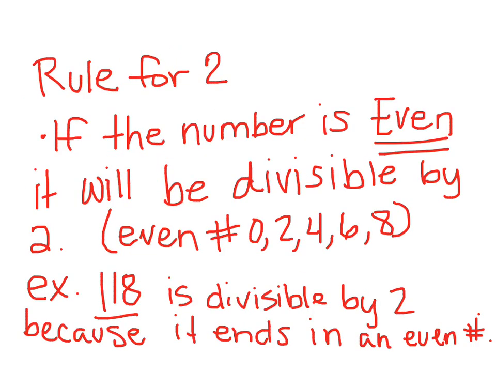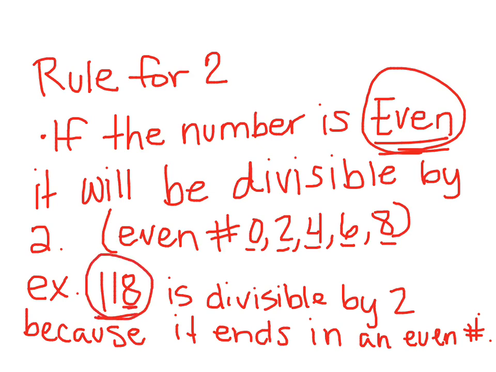Okay, so the rule for 2. The rule for 2 says that if the number is even, it will be divisible by 2. So our even numbers are 0, 2, 4, 6, or 8. So if the number ends in one of those numbers, it's divisible by 2. For example, the number 118, it ends in an 8. So 118 is divisible by 2 because it ends in an even number. Okay, so any number that ends in an even number can be divided evenly by 2.